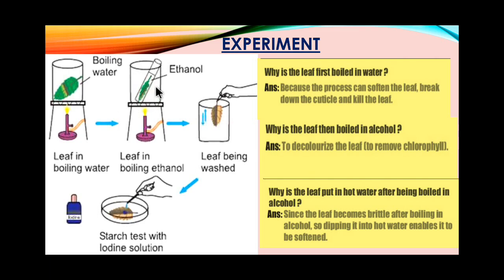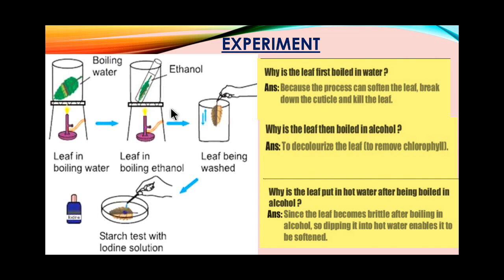Now the water bath means a beaker containing water, and inside it a test tube which contains ethanol, and then immerse the leaf in it. Why is this kept inside a water bath? Because alcohol may catch fire very easily if it is just boiled directly over the flame. And this boiling, why is it done? To decolorize the leaf, that is to remove the chlorophyll. So the green leaf becomes colorless by dipping it in the ethanol.